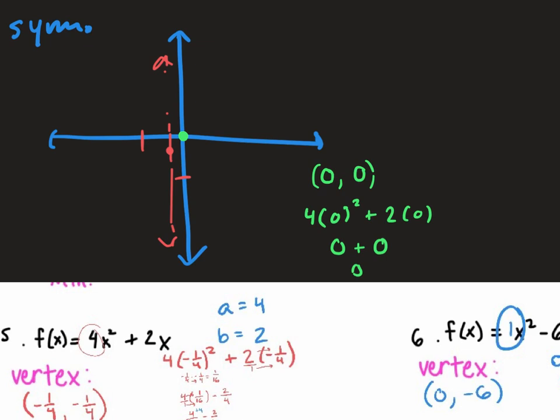Now where's our third point going to be? The same thing on the other side. So if we're 1/4 of a space away on the left side, we need to be 1/4 of a space away on the right side. So then we have our 3 points and we just draw our parabola. Any questions on this one?